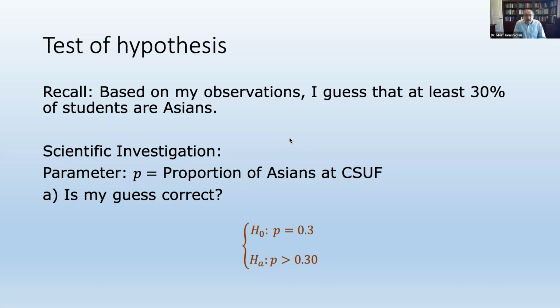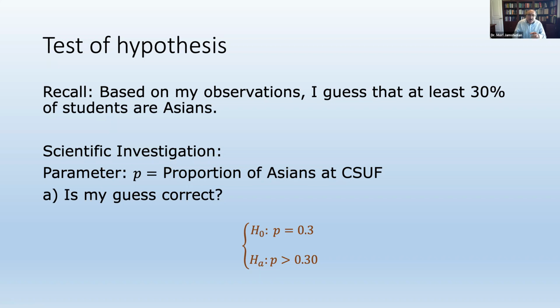So if I am testing whether my guess is correct or not, then the research hypothesis, which is the alternative hypothesis, is that P is bigger than 30%. And the null hypothesis is P equal to 0.3. And by the way, at this stage of the game, the students have already learned how to specify the null and alternative hypotheses. Okay. Now, let me go ahead and pose another question.